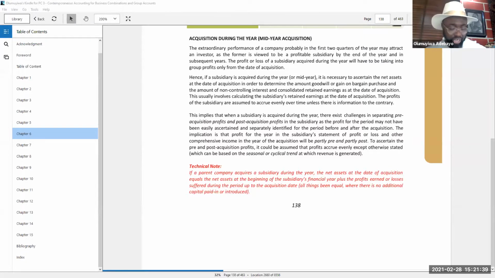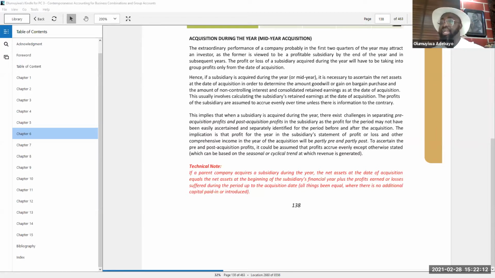Okay, good afternoon, everyone. Today we will be discussing acquisition during the year, the impact it plays in the whole process of consolidation. On that premise, we are going to discuss what acquisition during the year means, what is a special requirement with respect to identifying the net worth of a subsidiary as at acquisition.